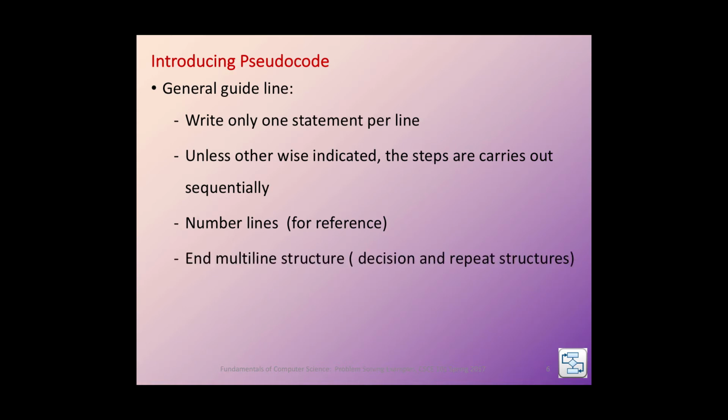And you should always end multi-line structures. Multi-line structures generally occur when you're making decisions or repeat structures. When more than one line of code is involved in a structure, you should actually say specifically that it is ending after the last line involved. And you'll see an example of this later on in this lecture.